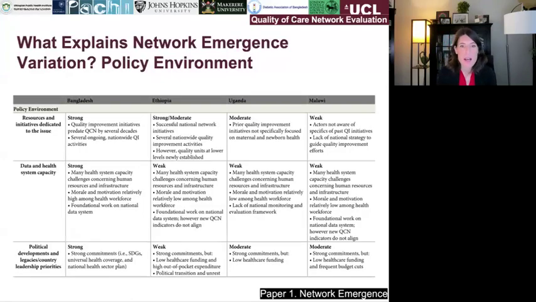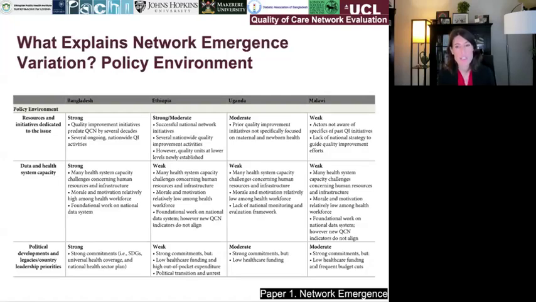All right, so there were 3 policy environment factors that were really crucial to QCN's emergence. First was pre-existing resources and initiatives dedicated to maternal and newborn health and quality improvement. So you see in Bangladesh and Ethiopia, quality improvement initiatives really predated QCN by several decades, which fostered a highly effective cadre of national health leaders who understood the potential benefits offered by QCN and wanted to devote efforts to see through its creation. In contrast, in Uganda and Malawi, despite their long history of quality improvement initiatives, respondents perceived them to be not as synergistic to the establishment of QCN. For example, in Uganda, many of the prior quality improvement initiatives were specifically focused on addressing HIV/AIDS rather than maternal, newborn, and child health.